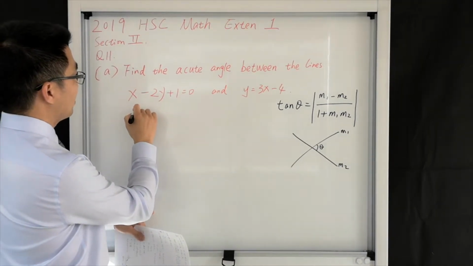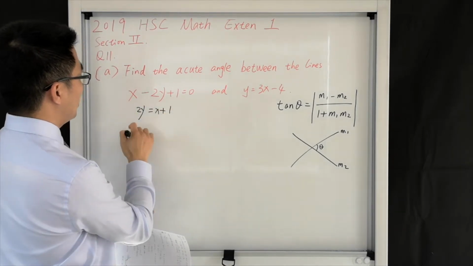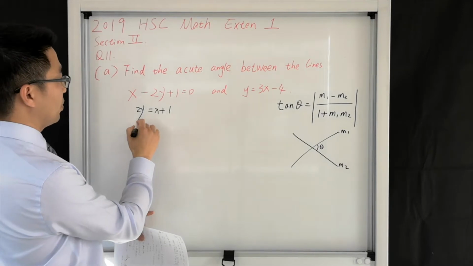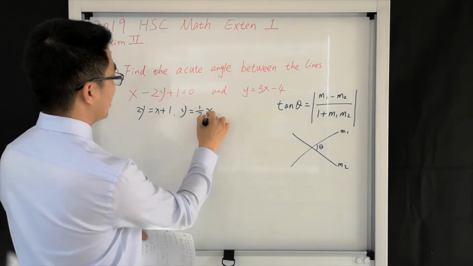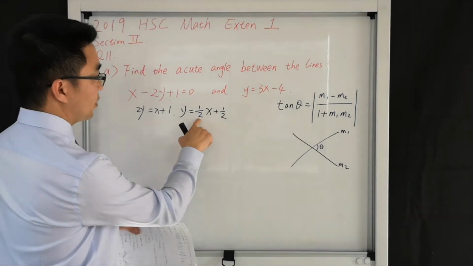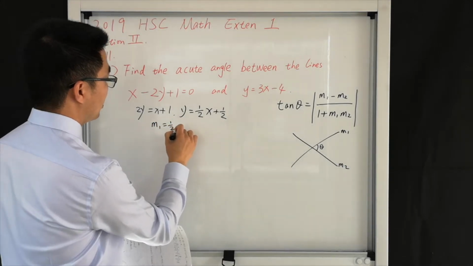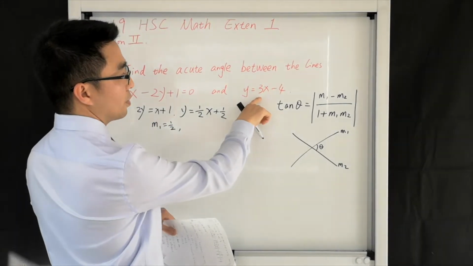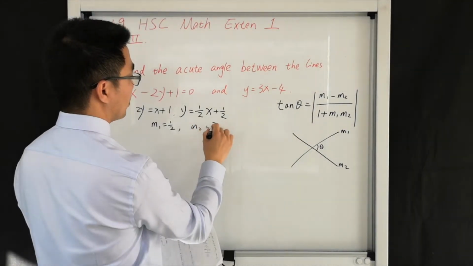It would be 2y equal to x plus 1. Dividing by 2 on both sides, we have y equal to half x plus half. So we have the gradient for this one, m1 equal to half. And the gradient for this one is 3, so we have m2 equal to 3.